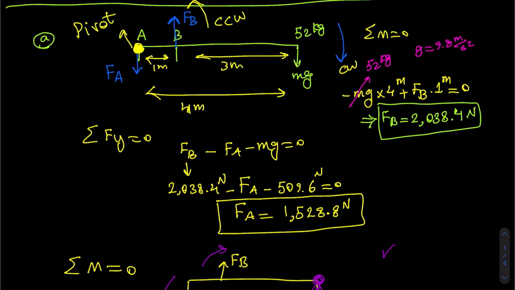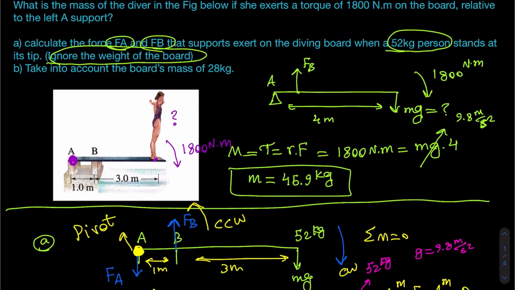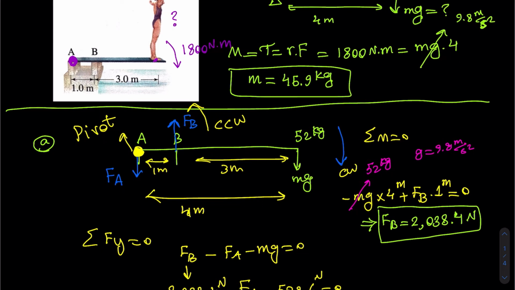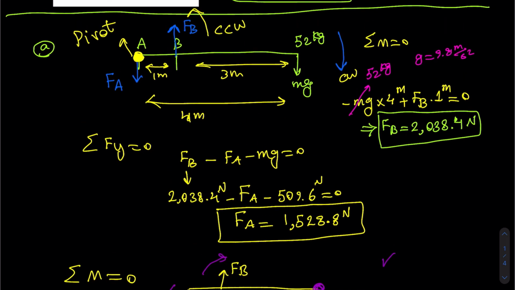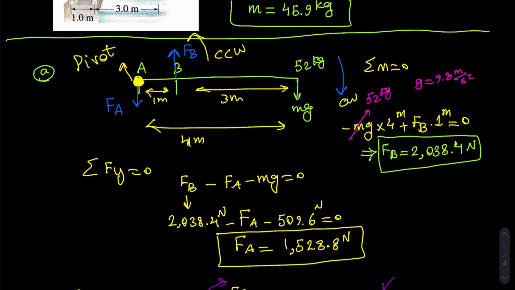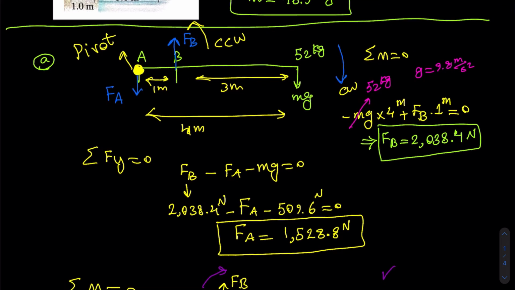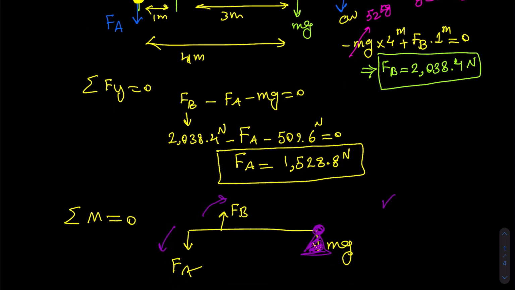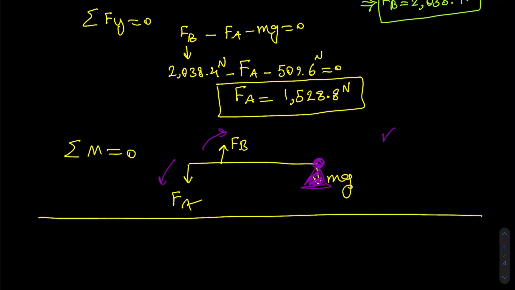So this is part A. And part B asks, take into account the board's mass of 28 kilograms. In order to solve that, we will follow exactly the same procedure as part A, but we need to just take into consideration the force of weight which is made by the mass of the board. Okay, let's do this part B.